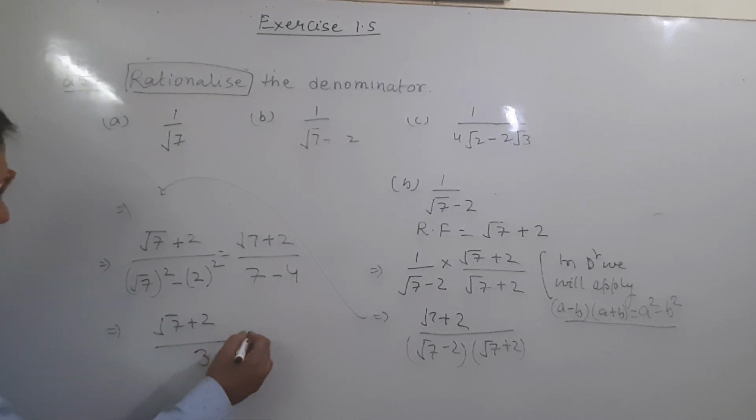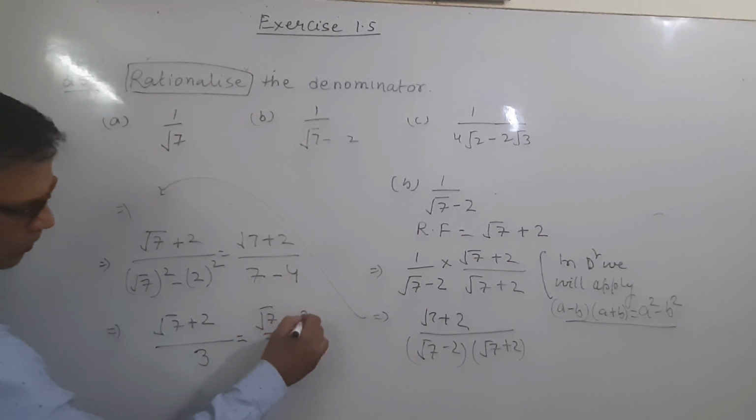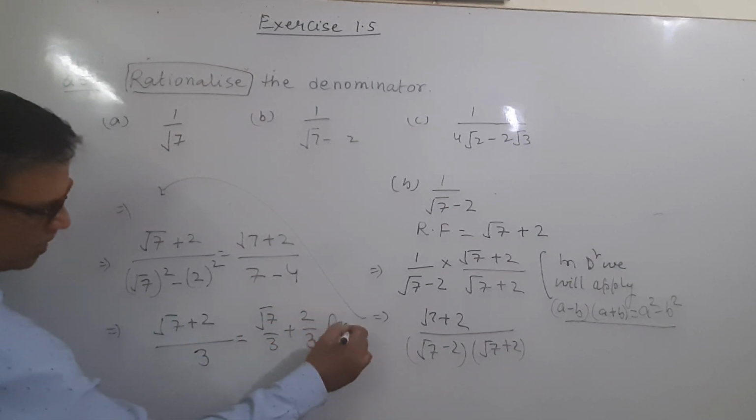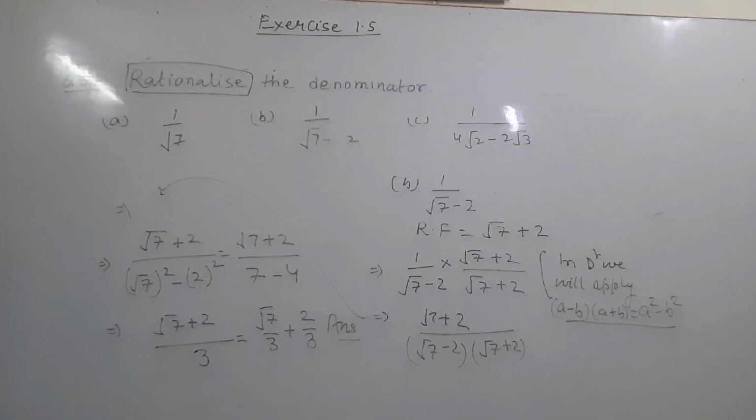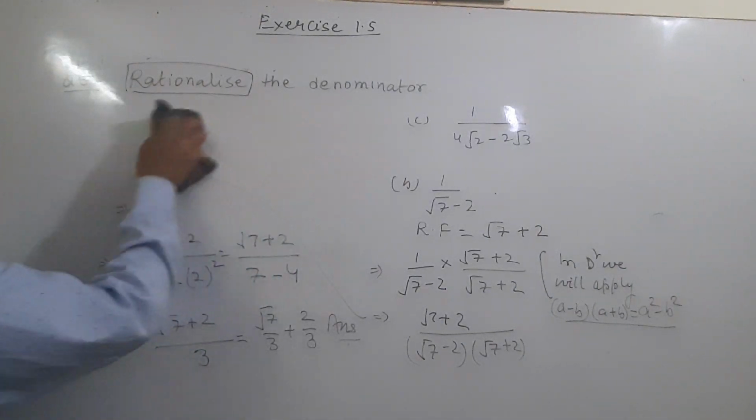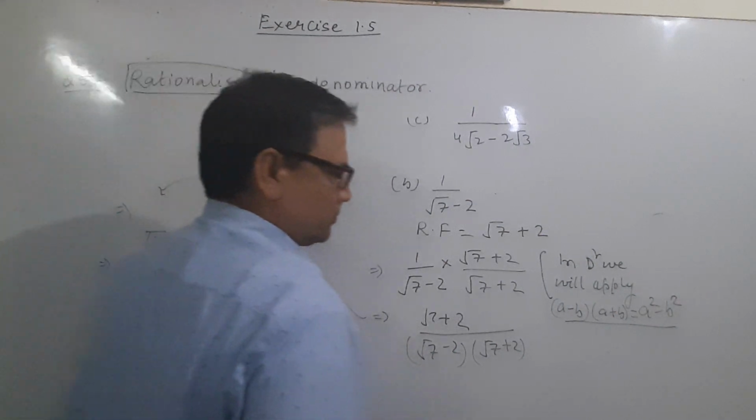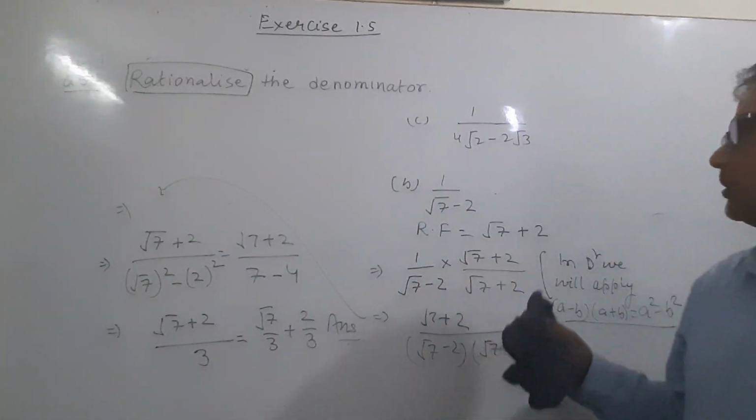But in what form do we generally have to write? Root 7 upon 3 plus 2 upon 3. It is your answer. And now solve the third part. Move to the third part of the question.